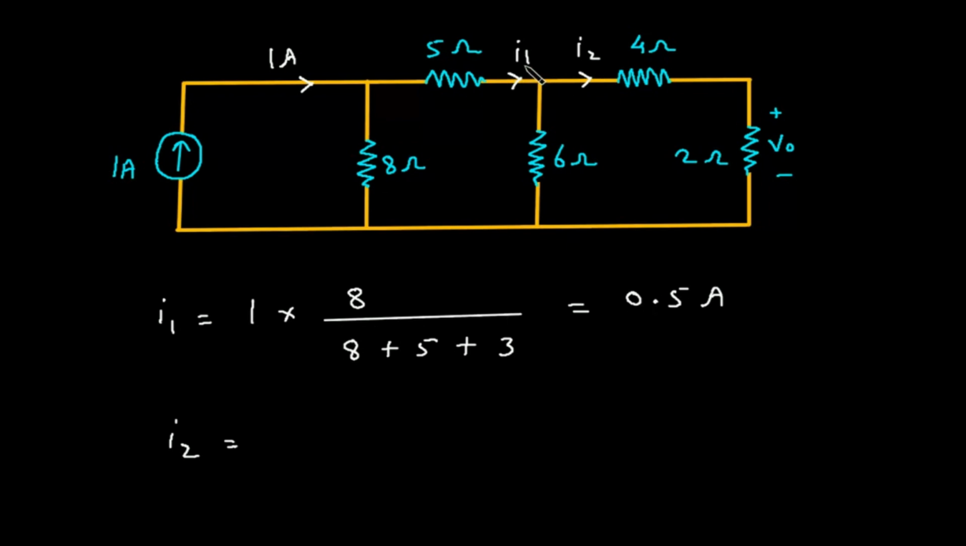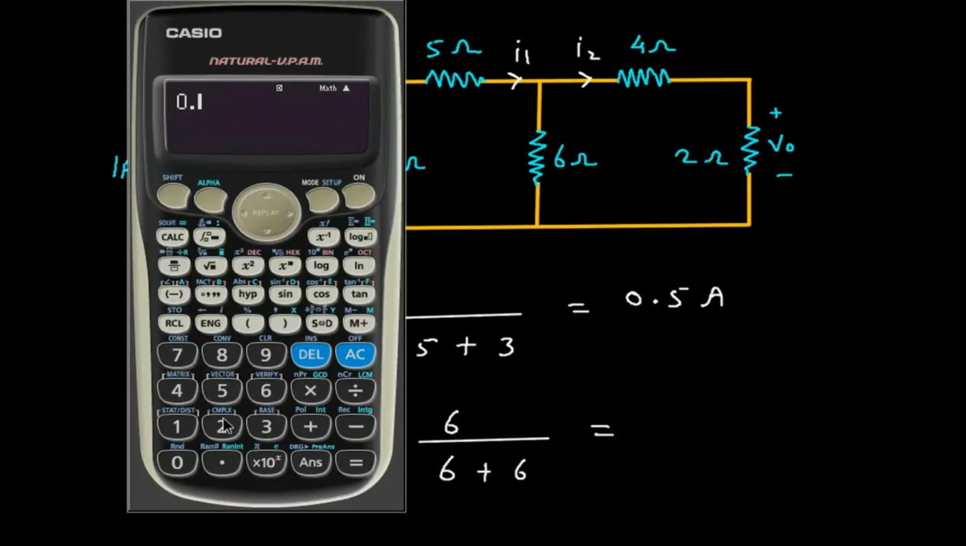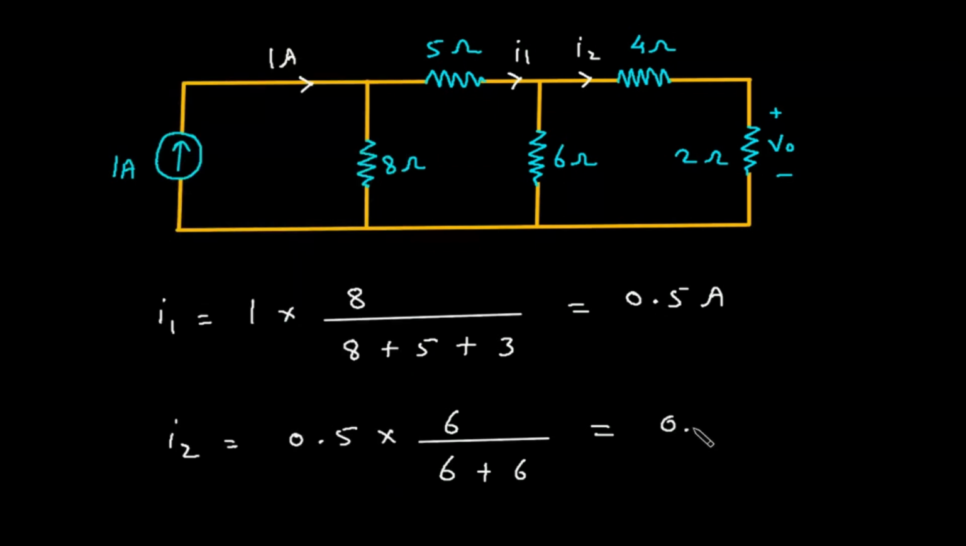now this I2 is equal to this current, which is 0.5 ampere, into the opposite branch resistance, which is 6 ohm, by total. So total is 6 plus, this will be 4 plus 2, 6. So this is equal to 0.5 into 6 by 6 plus 6. This is 0.25 ampere.